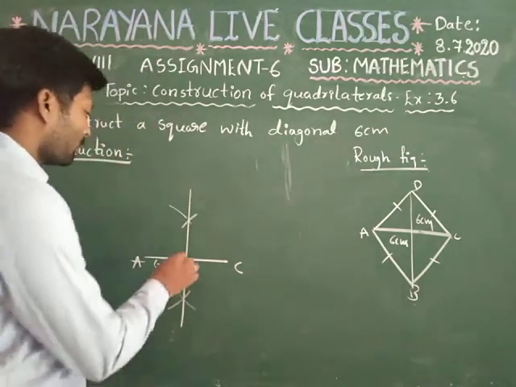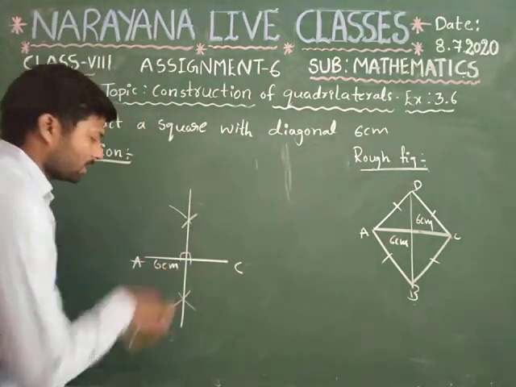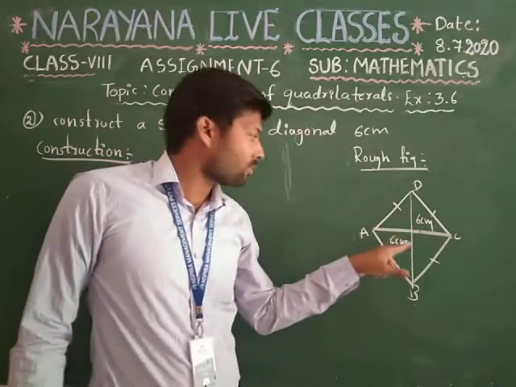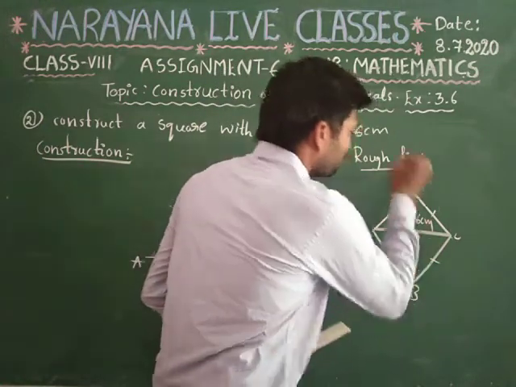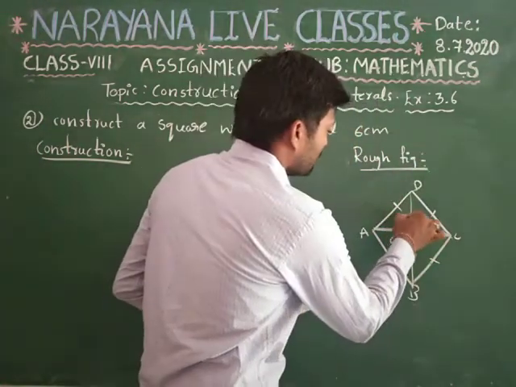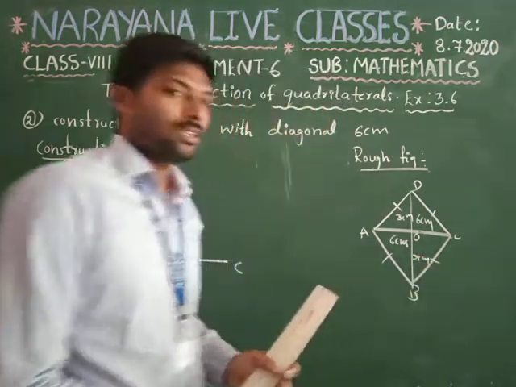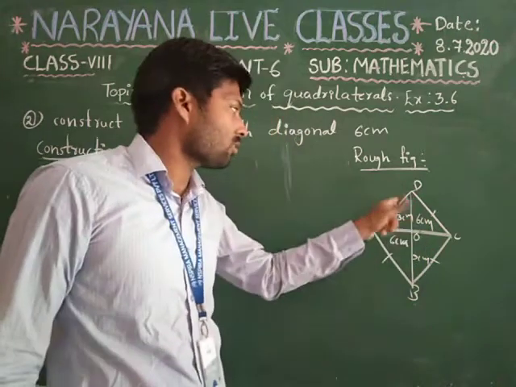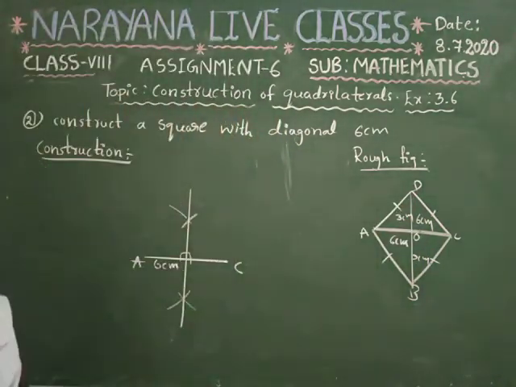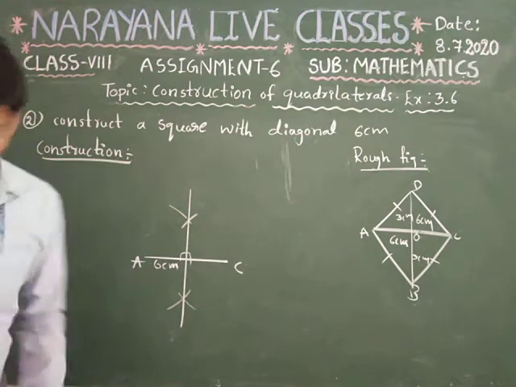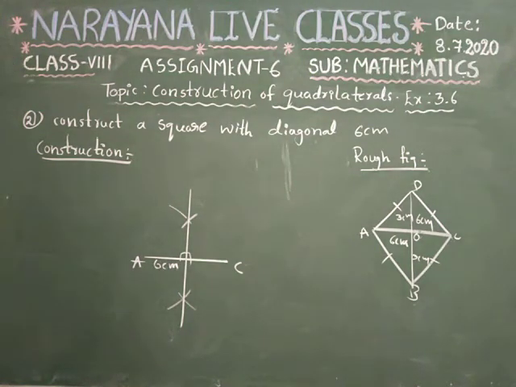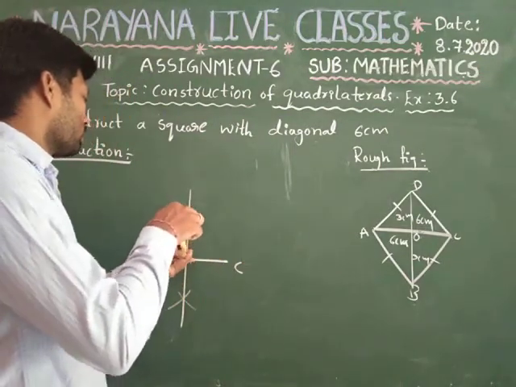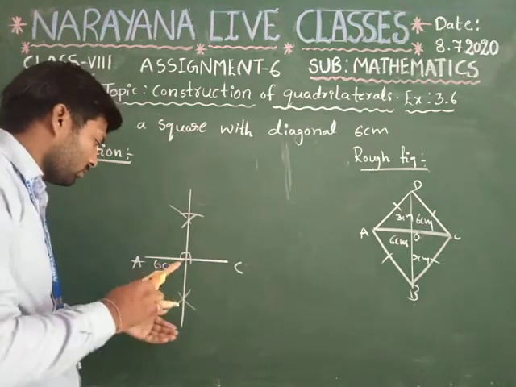So it is nothing but the perpendicular bisector. Okay. Now, for example, the total length of the diagonal is 6 centimeter. What about the length from O to D? It is 3 centimeter. Down also 3 centimeter. Okay. Now we have to take point O as a center. With the radius how much? 3 centimeter. Draw an arc up and down. With 3 centimeters you have to draw one arc up as well as down also.